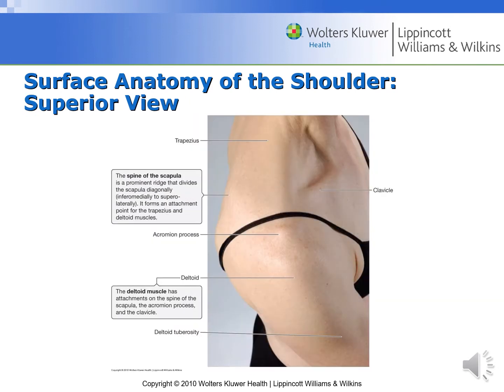Now let's consider our surface anatomy of the shoulder from a superior view. The spine of the scapula is a prominent ridge that divides the scapula diagonally. It forms an attachment point for the trapezius and the deltoid muscles. The deltoid muscle has attachments on the spine of the scapula, the acromion process, and the clavicle.